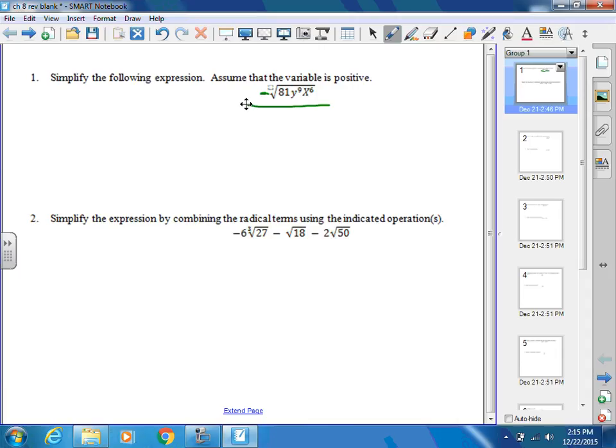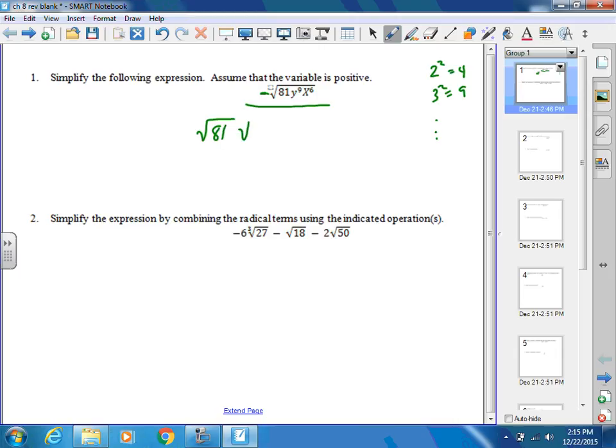So to break these down, I'm doing the opposite. The one thing you have to know for this test is your perfect squares. So things like 2 squared is 4, 3 squared is 9, and so on. You want to know all of those, because 81 is 9 squared. So what I like to do is break them up with the numbers separate.